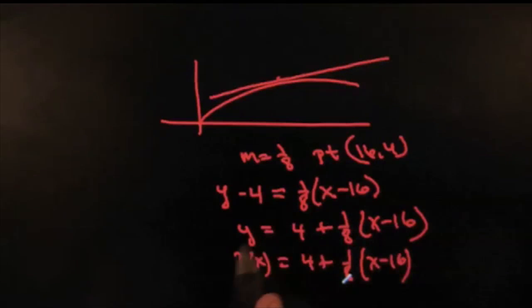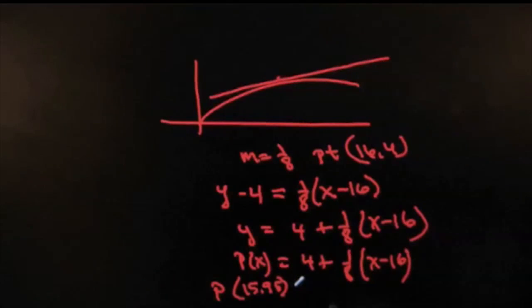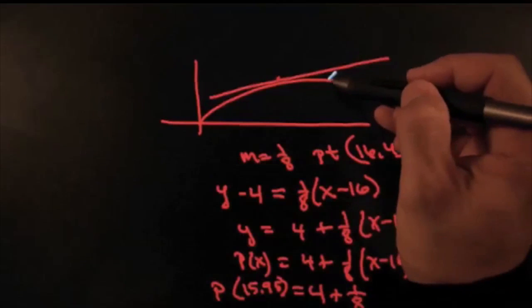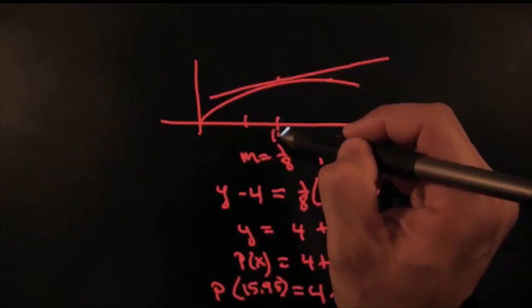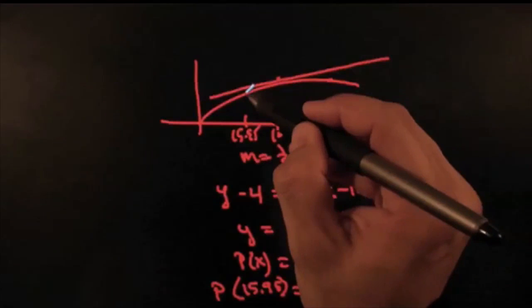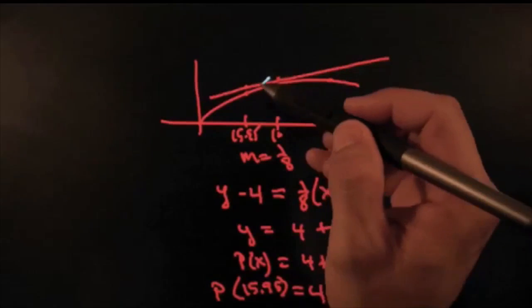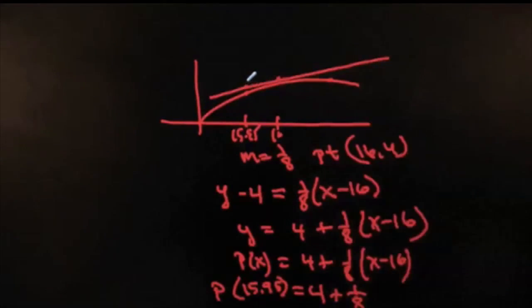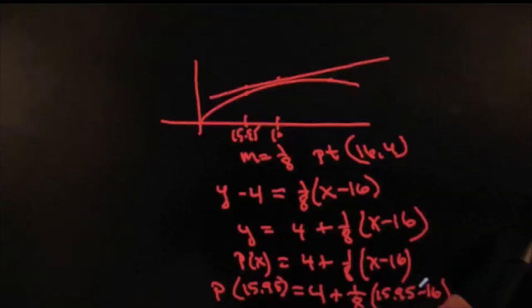That's nice, because now I want p of 15.95. That's easy to do. That's 4 plus 1 over 8 times. So instead of evaluating it here, here's 16. This is 15.95. The function is really, really difficult, but the line is easier. So I'm going to evaluate the line at 15.95. That's 15.95 minus 16. This I can do by hand because I could easily turn this into a fraction. This is 5 over 100.